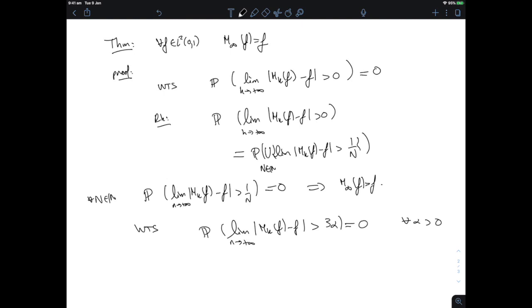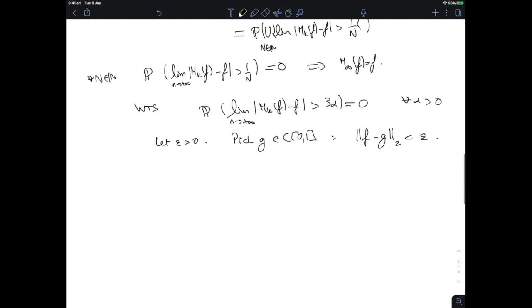Right, so check it out. You can take alpha equal 1 upon 3n, and that would give you the result for any n natural number. You'll see the point of the 3 in a minute. That's because we're going to cut into 3 bits, approximating f by an element g that is continuous. So let's give ourselves an epsilon, and let's pick a g which is continuous on [0,1], and approximate our f in L2. This is possible because continuous functions on [0,1] are dense in L2, as you would have seen from the construction of the L2 space.